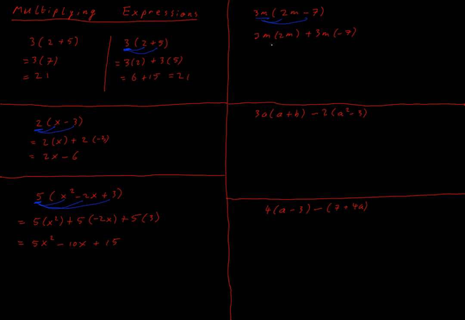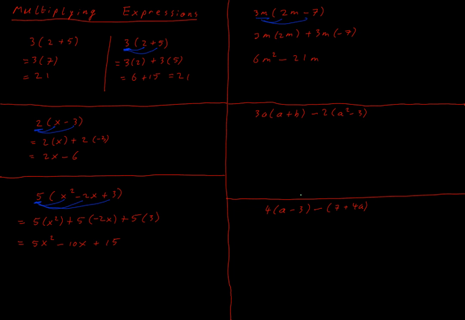Now, 3 by 2 is 6, m by m is 2 m's multiplied together, and the shorthand for that is m to the power of 2, or m squared. Plus by minus is minus. 3 by 7 is 21 multiplied by m. Again, this is as far as I can go because m squared and m are not the same term. They're not the same type of term.